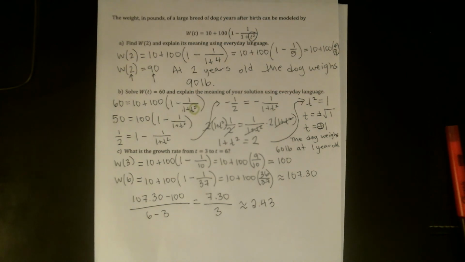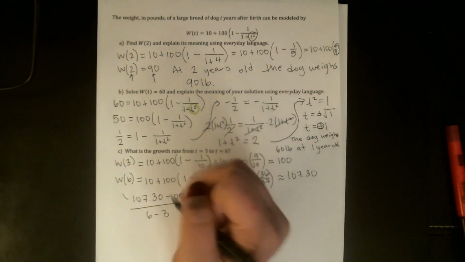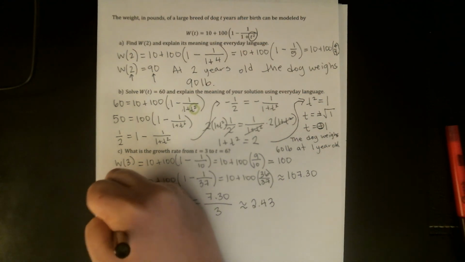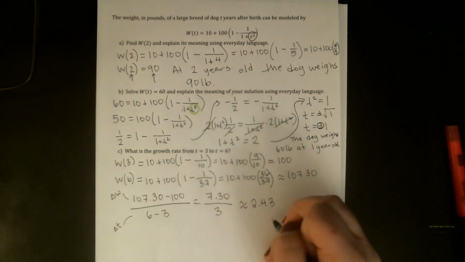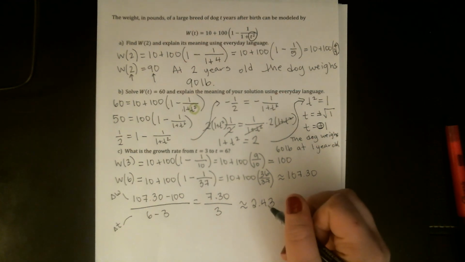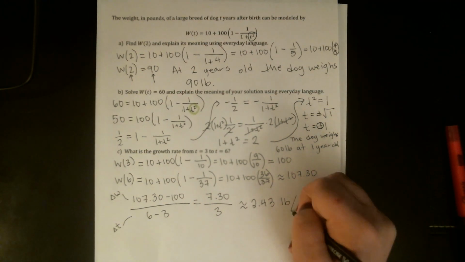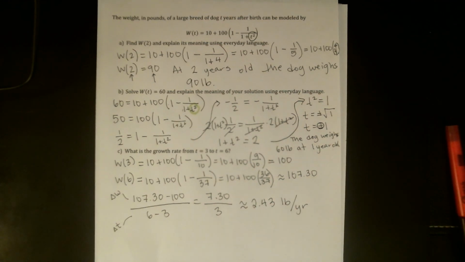I didn't ask you to explain using everyday language, but I always want to see units. So in this one, we want to think very carefully about what this means. Again, it's a slope calculation. We get change in output on the top, so this is change in W, and change in input on the bottom, change in T. So thinking about this as change in weight over change in time, this says that from age 3 to age 6, the dog's weight increased by 2.43 pounds per year on average, a total of 7.3 pounds in 3 years.